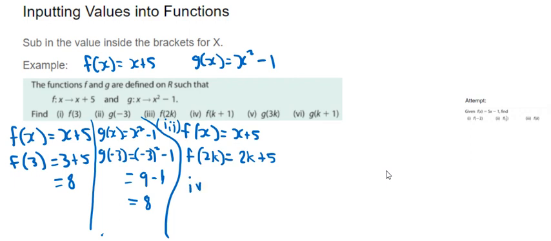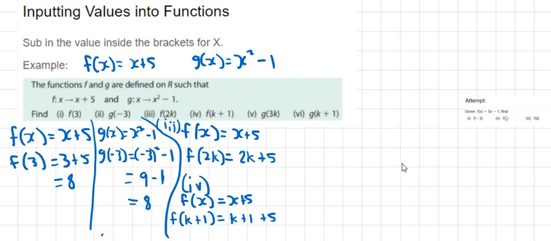The next one, they're asking for f of k plus 1. So again, I know that f of x is x plus 5. So now I'm putting in k plus 1. So f of k plus 1 will be, so this is where I'm going to put a k plus 1 in instead of the x. So if I put in k plus 1 instead of x there, it'll be k plus 1 plus 5. So I've replaced that x with k plus 1.